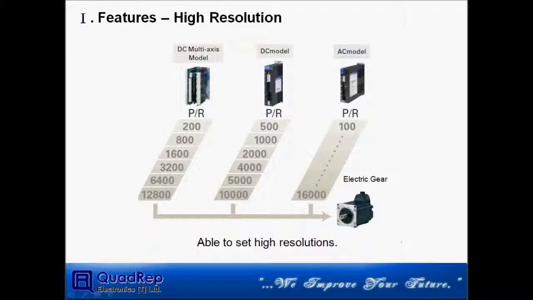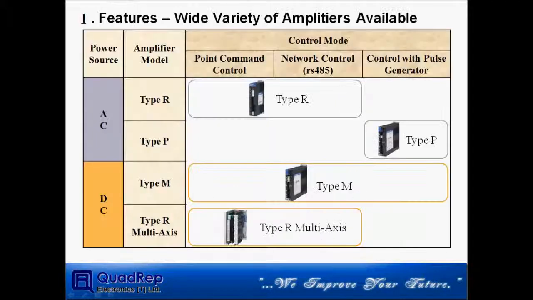For the DC multi-axis model, the maximum resolution is 12,800 points for each rotation, and the maximum of the DC model is 10,000. AC model can up to 60,000 points for each rotation. We have two types of power source and three kinds of control mode.